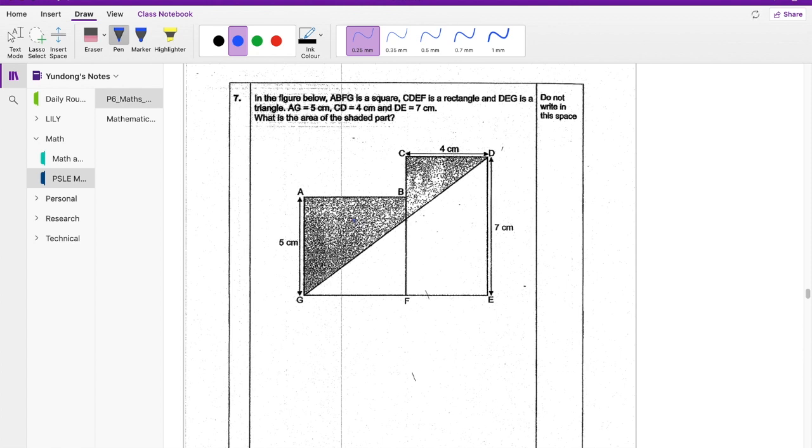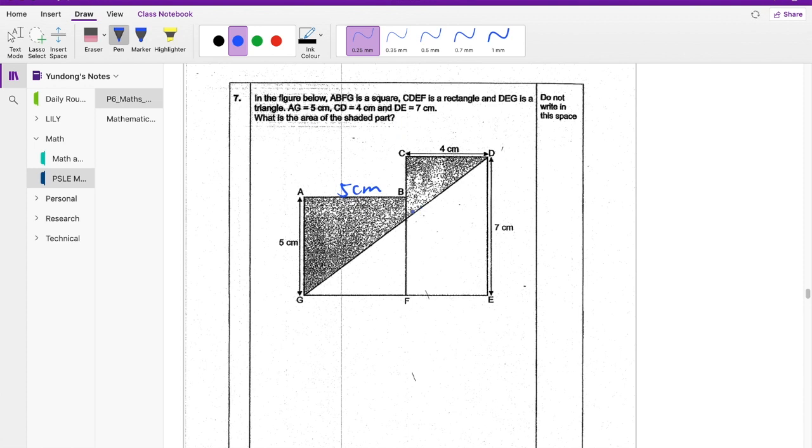So for question 7, in the figure below, ABFG is a square. So this is 5 cm. CDF is a rectangle, and DEG is a triangle. So this is 5 cm, CD is 7 cm, and this one is 4 cm. So what is the area of the shaded part?